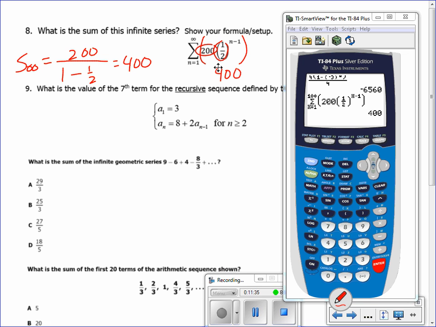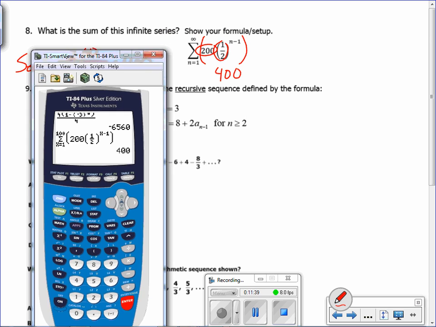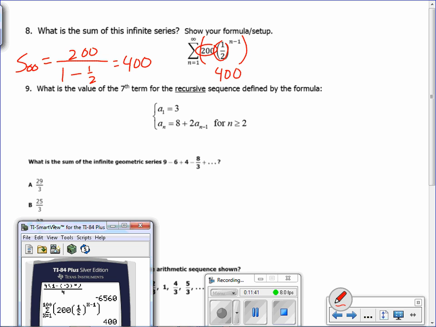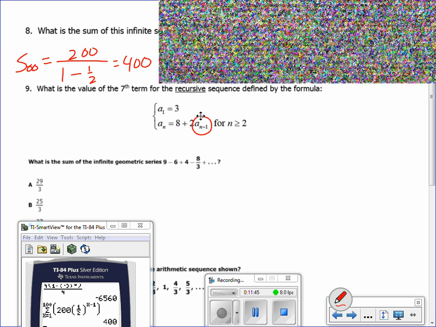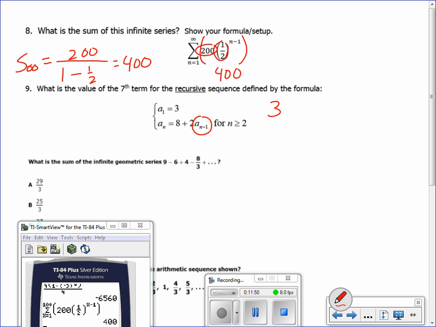All right, number 9. Number 9 is a recursive sequence. Recursive means that the answers recur in the problem. So every time you see this little thing right here, that means you're calling back into action the last answer. So when somebody says start with 3, then this right here is the formula for the next term. I need to do 8 plus 2, and this little piece right here is calling back the last answer. So 2 times 3. So 8 plus 6 is 14.